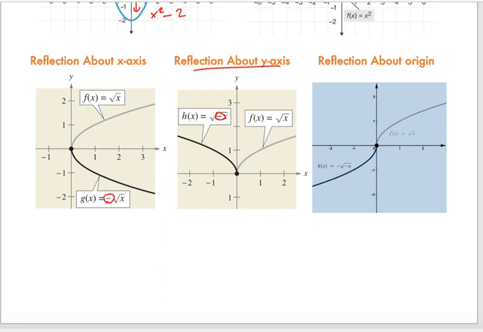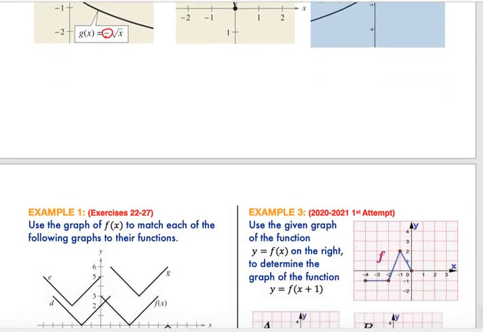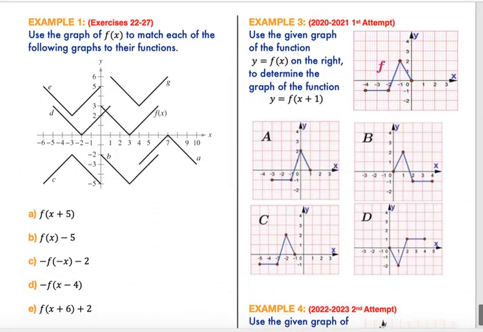So let's take a look at some exercise and ministry exam questions. Okay, first example, exercises 22 to 27 in the book. We are given a bunch of functions. They're all absolute value functions. This is the original function. By using this original function, we will make the given translations. First, f of x plus 5.